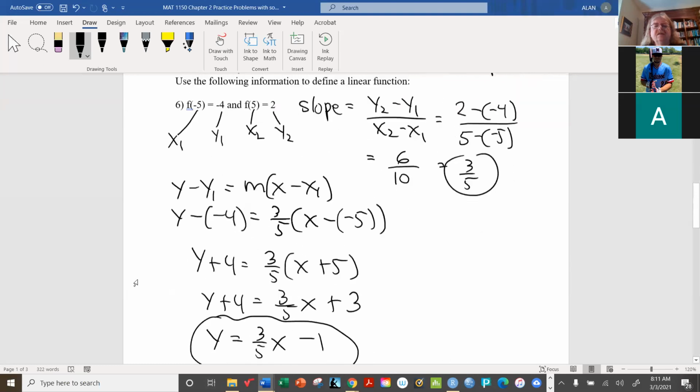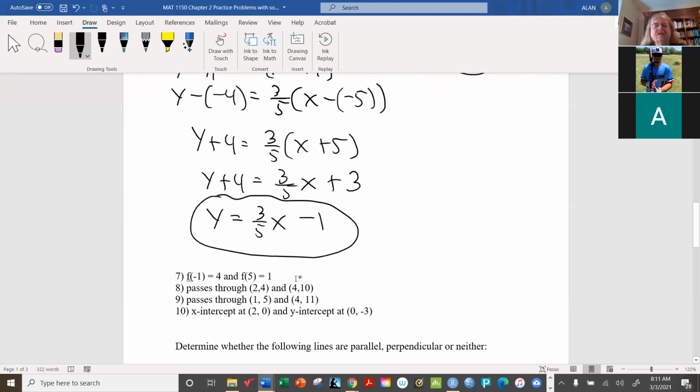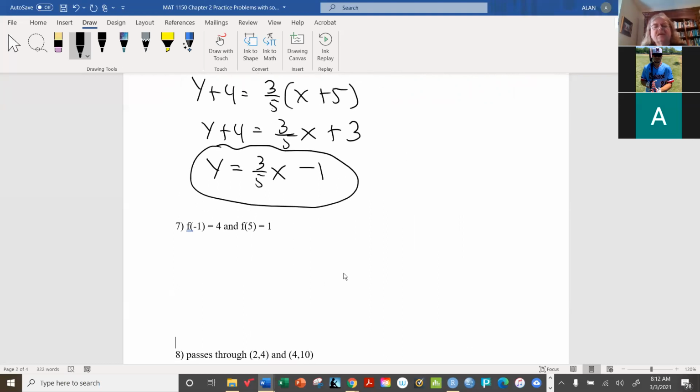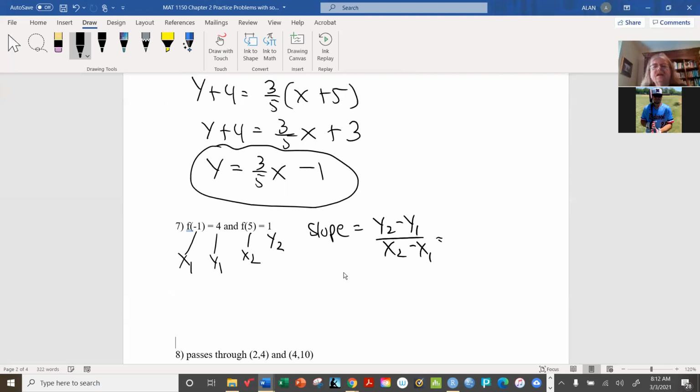All right, now how about number 7? Now it's a very similar type of problem. But again, the challenge here is recognizing that this is y2, this is x2, y1, and x1. Okay, so the equation of slope never changes. So we have 1. Oh, yes, go ahead.